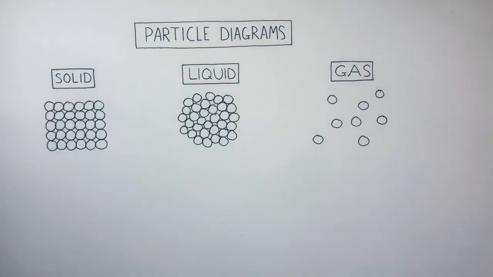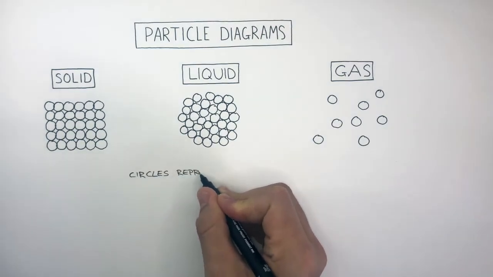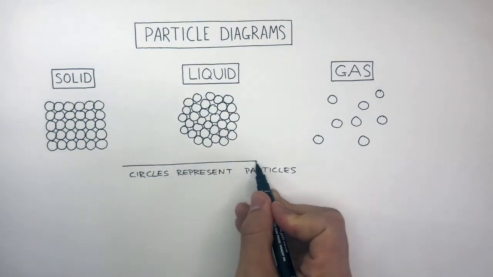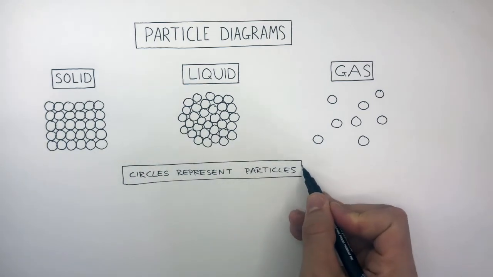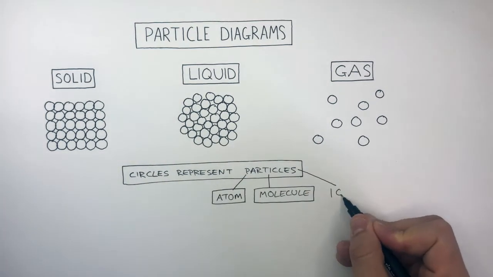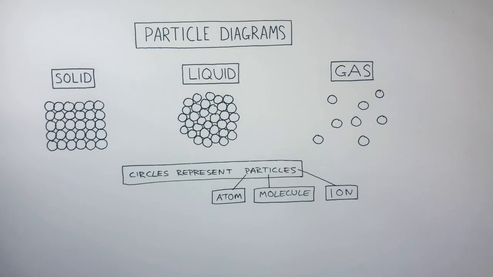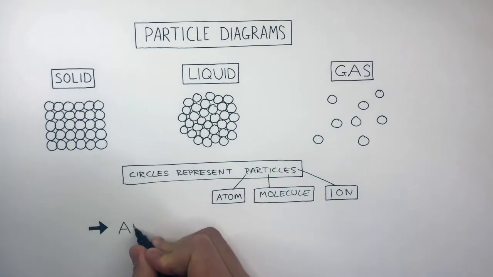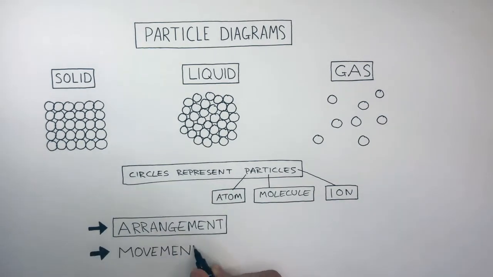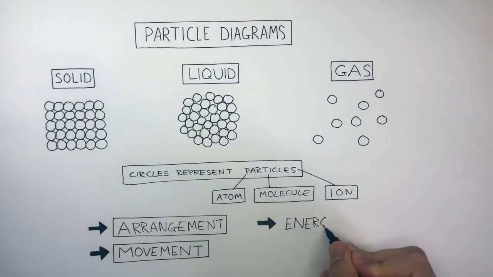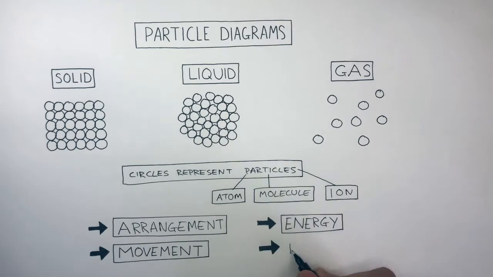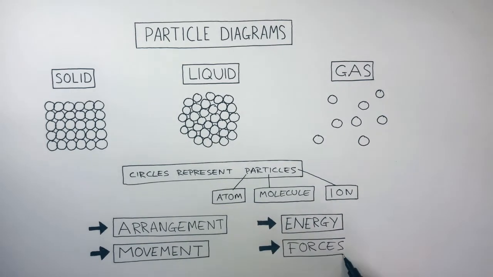Particle diagrams can be used to understand substances when they are solids, liquids, or gases. The circles represent particles. Particles are just really small things such as atoms, molecules, or ions. Even though particle diagrams are very simple, we can use them to understand the arrangement of particles, the movement of particles, the energy that a substance stores, and the forces between the particles.